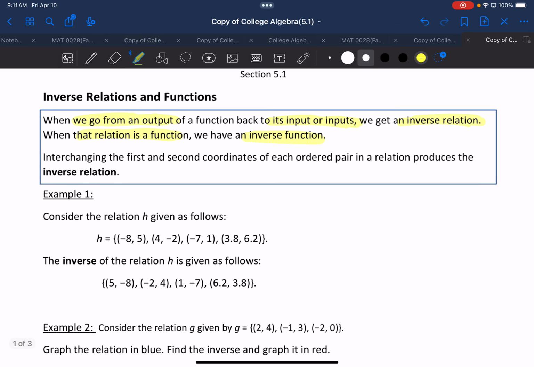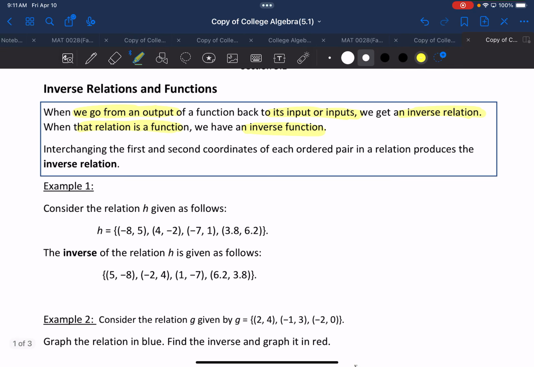And so if they were to give us a relation that is just a set of ordered pairs, like you see down here, this first example, to find the inverse of that relation, all we're going to do is interchange the first and second coordinates of each ordered pair. And this will produce an inverse relation. So that just means I'm going to switch the coordinates. All my x's are going to become my y's, and all my y's are going to become my x's.